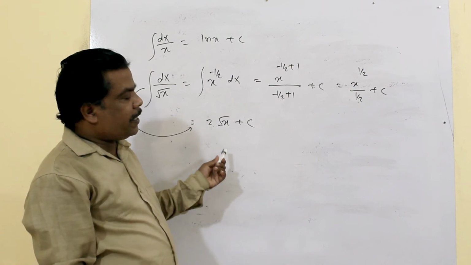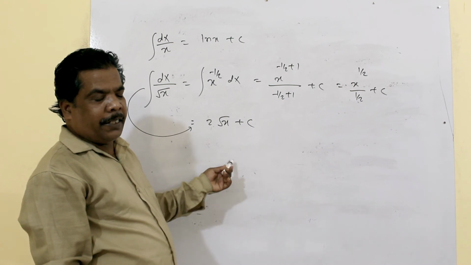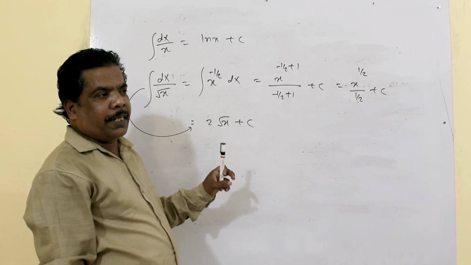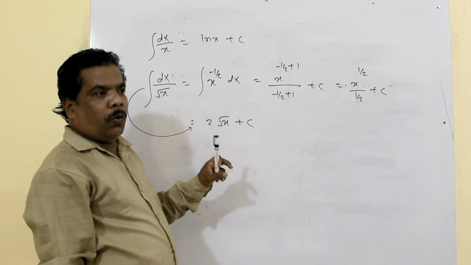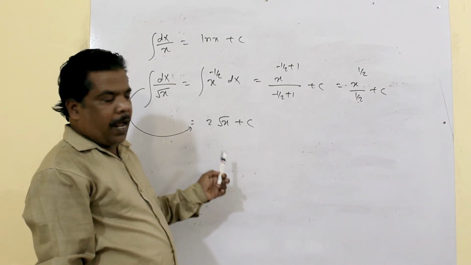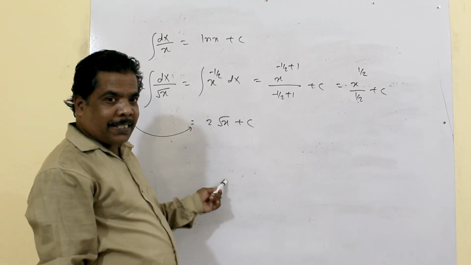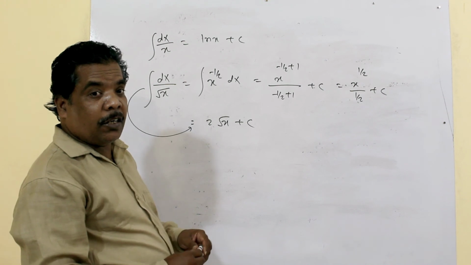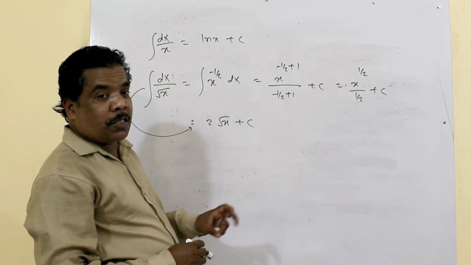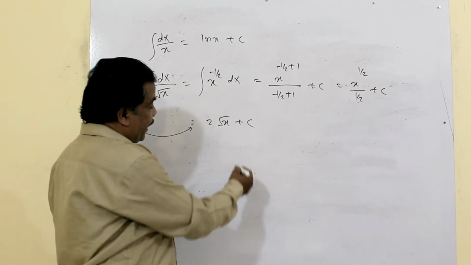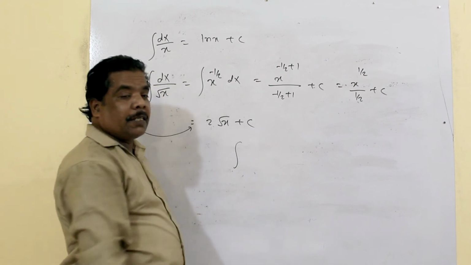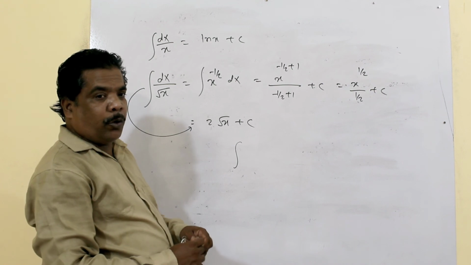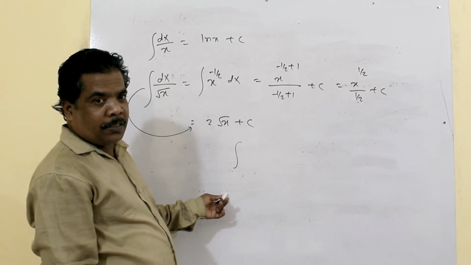The word integration comes from summation. In later classes we study summation, and hence the elongated S is taken as the symbol of integration. C is the integrating constant, and we know the standard formulas of integration.